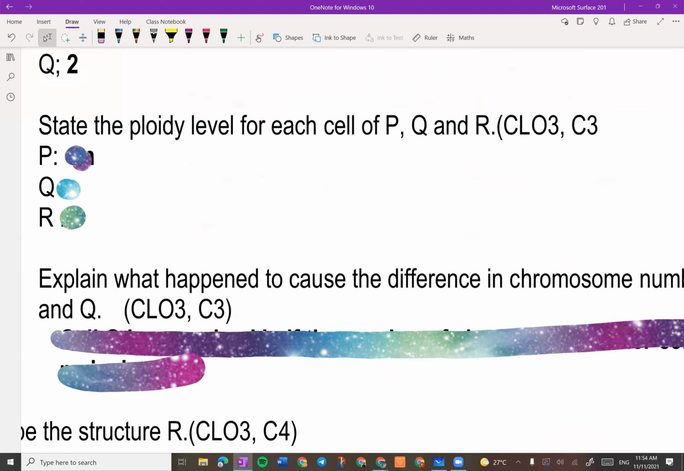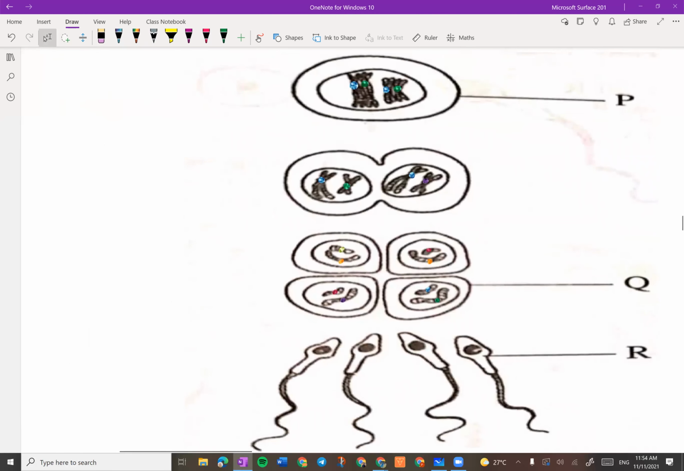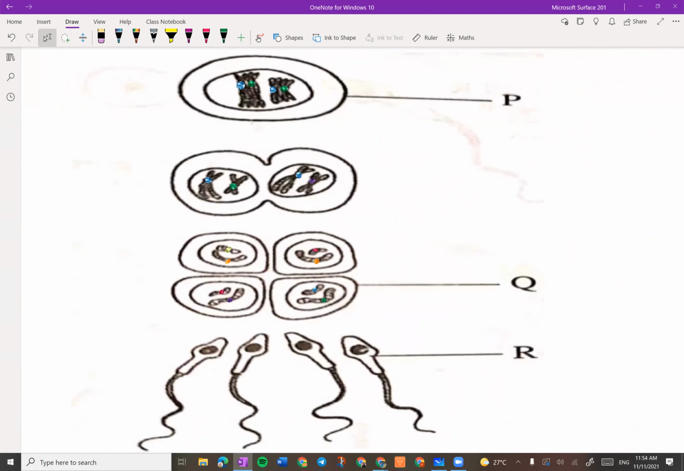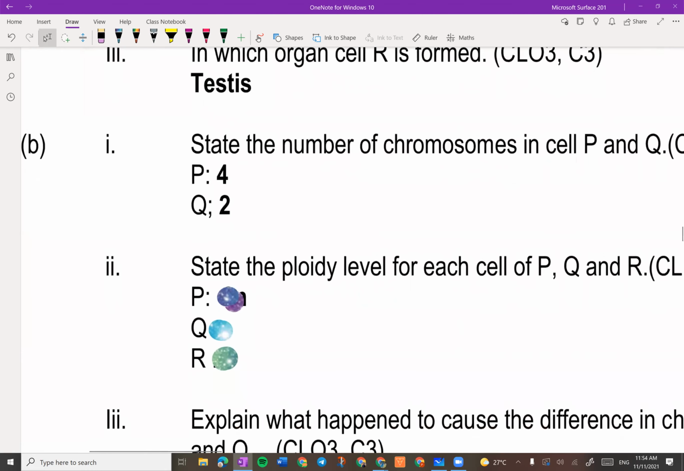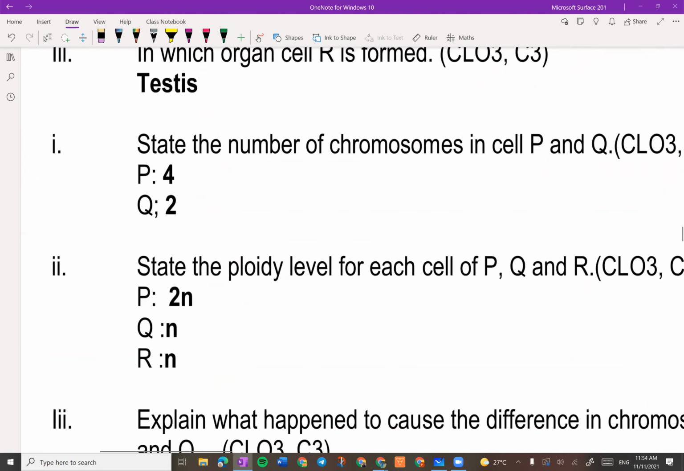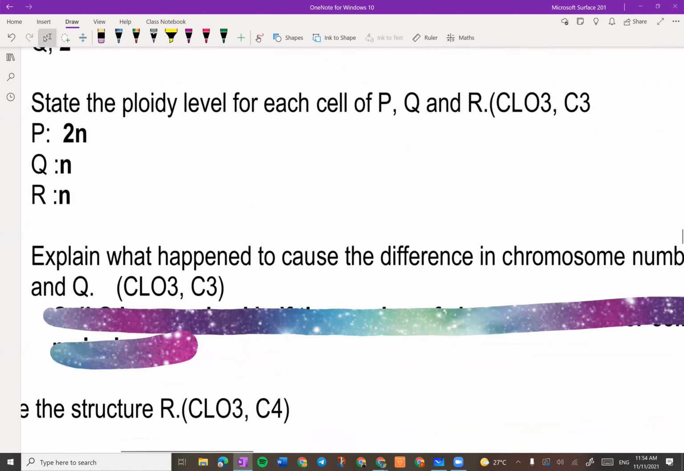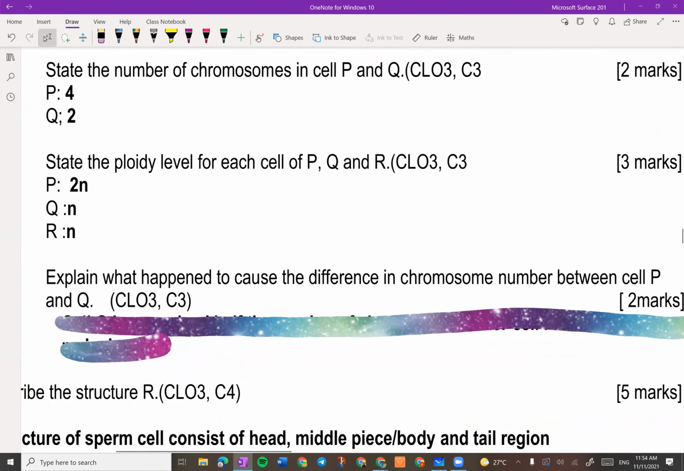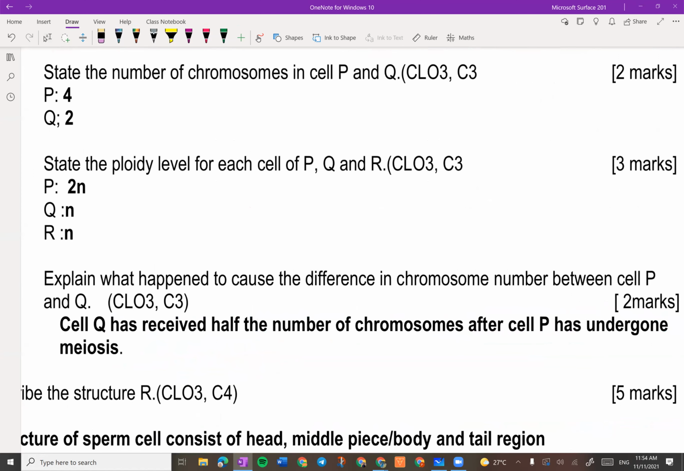Now this one. State the ploidy level for each of P, Q and R. So P is how much? The ploidy number? 2N, Q is N, R is N. Correct. Wow, so easy, right? Why isn't it a structured question? Explain what happened to cause the difference in chromosome number between cell P and Q. Meiosis. Okay, it is halved already because it has undergone meiosis.